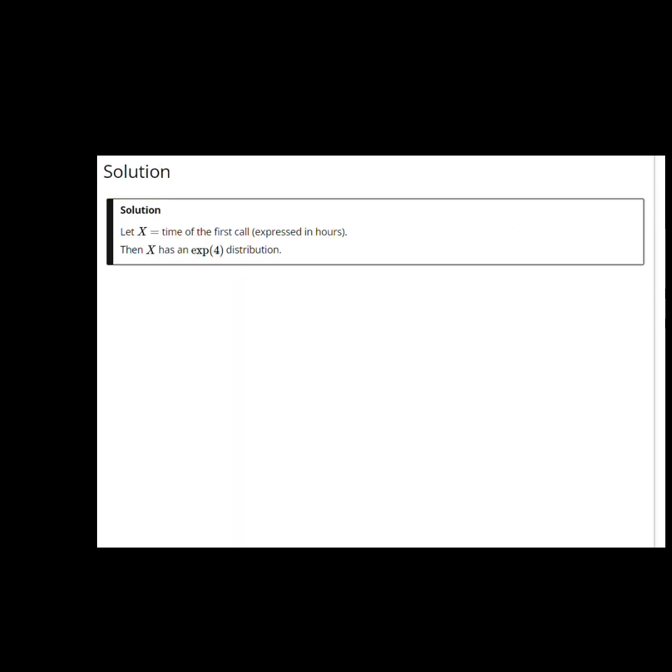Solution. Let X be the time of the first call, and we'll express time here in hours. Then X has an exponential distribution with lambda equals 4. What's the probability that X is bigger than 1/4 of an hour, 15 minutes? Probability X is greater than 1/4 is 1 minus the probability that X is less than or equal to 1/4, or 1 minus the cumulative distribution function of X evaluated at 1/4.